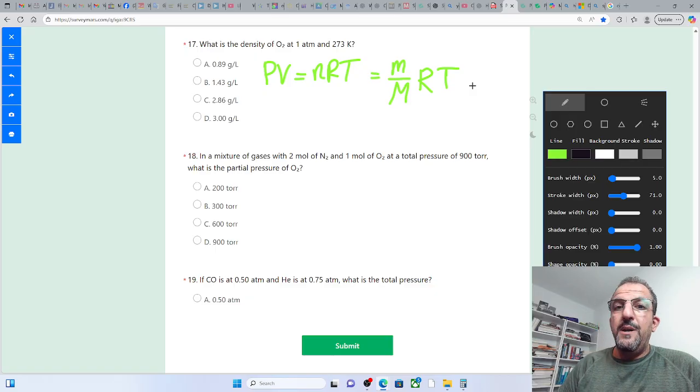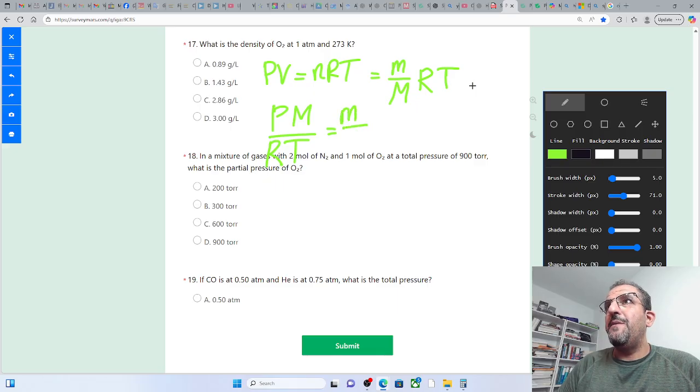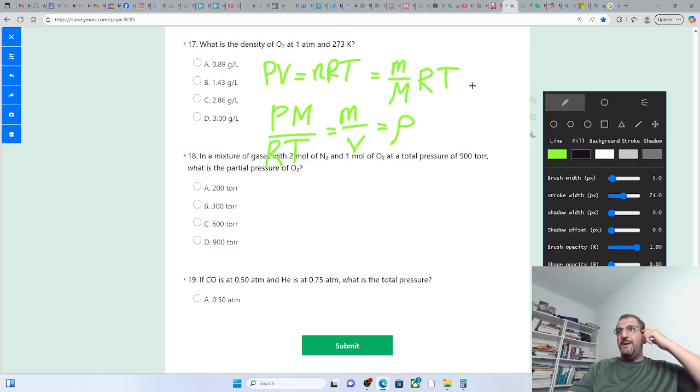So we solve for density, so that means we have P, which is pressure, times M, the molecular weight, divided by gas constant times temperature, is equal to the mass of the gas divided by volume. So that's equal to density. So now we have the right equation. Density is equal to pressure times molecular weight divided by R, the gas constant, multiplied by temperature.